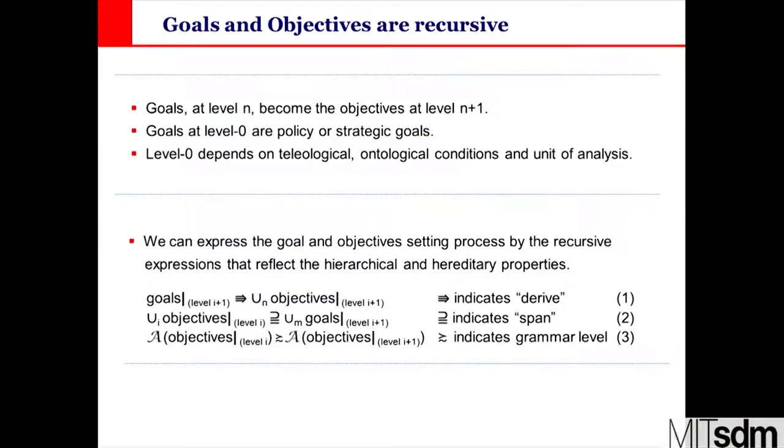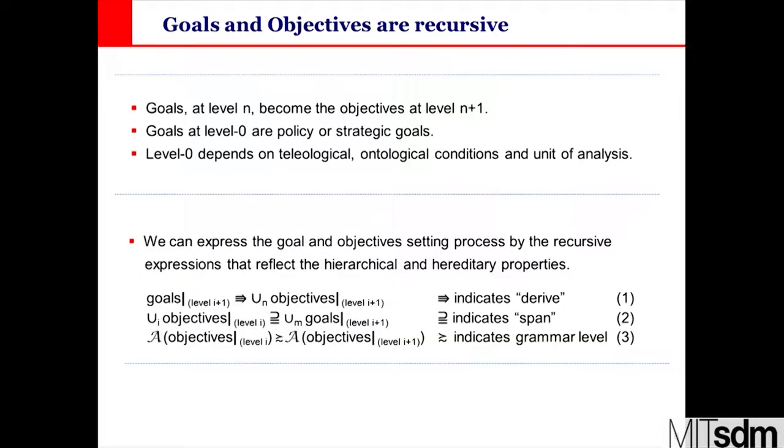So in summary, goals at level N become the objectives at level N plus one. Goals at level zero are the policy and the strategic goals. Level zero depends on ontological conditions and the unit of analysis against which this set of strategic goals and objectives are being applied. I mean, this is all in English, okay? Although teleological is a four-syllable word, but you can look it up.